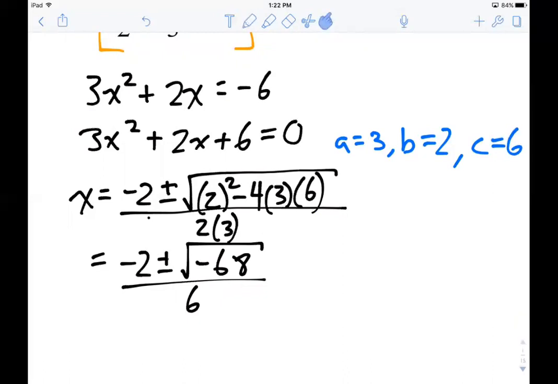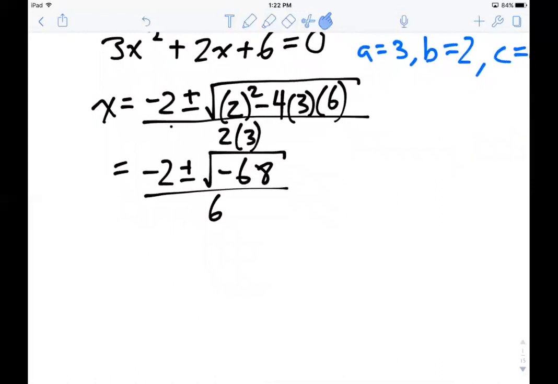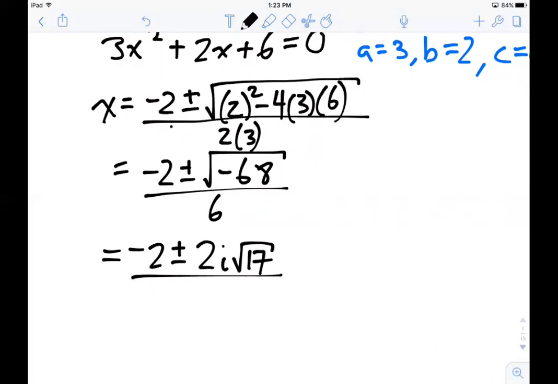So let's simplify the square root of negative 68, if possible. Well, 68 is actually 4 times 17. So that's going to help me reduce that radical. I'm going to call it negative 2 plus or minus 2i root 17. Because we know the i comes from the fact that there's a negative under that square root, and the 2 in front of that comes from the fact that 68 broke up into 4 times 17, and then I square rooted the 4. And then that's all over 6.